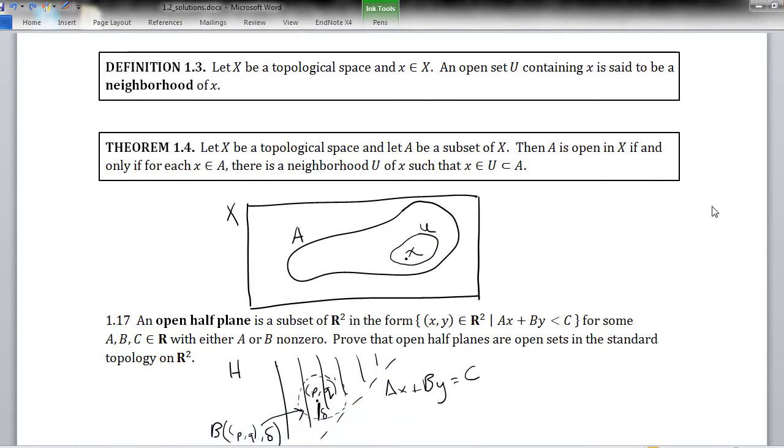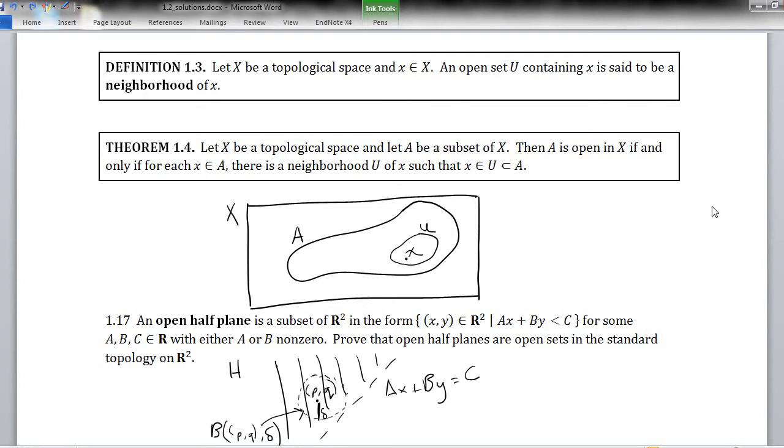So, another definition, 1.3. Let X be a topological space and let x be an element of X. An open set U containing x is said to be a neighborhood of x. Not really any new ideas here, just a convenient new word to describe an open set containing a point.